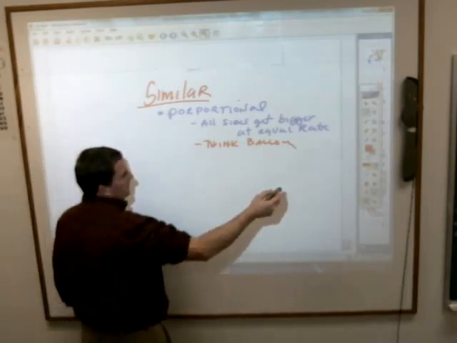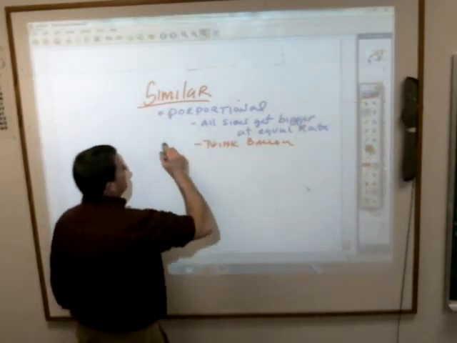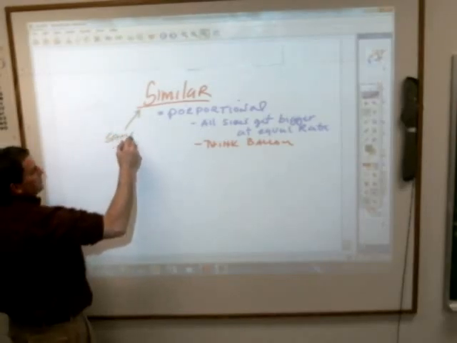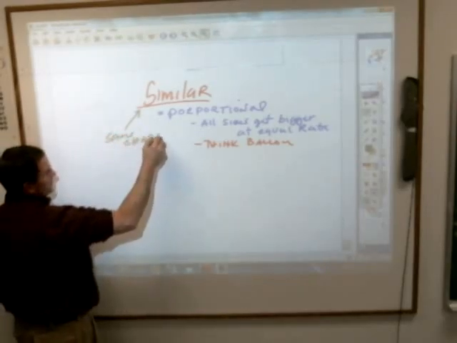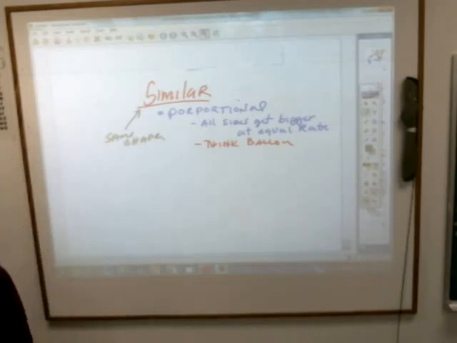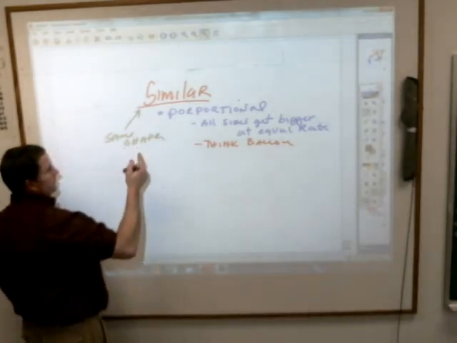Okay. By the way, similar means that they have the same shape, but not necessarily the same size. And you have to be careful when you say same shape because you can have two triangles that are not similar. I mean, they're both triangles, but they're not similar. That's because they have to go together at the same rate. They have to get bigger at the same rate.